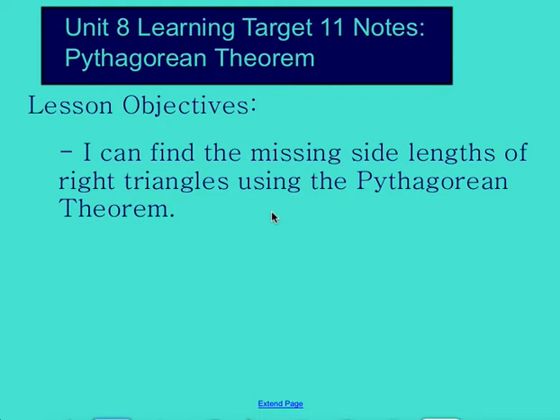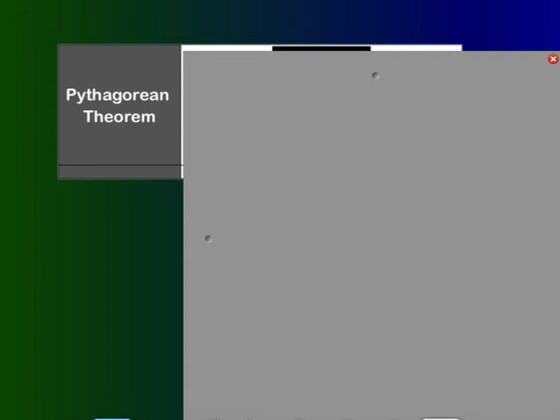This is Miss Humbert here, and today we're going to be doing a little bit of the Pythagorean theorem. So this is Unit 8 Learning Target 11, talking about the Pythagorean theorem. You've done the Pythagorean theorem before, probably in middle school. Now we're going to look at applying it to the work we've been doing with radicals. So let's go ahead and take a look.